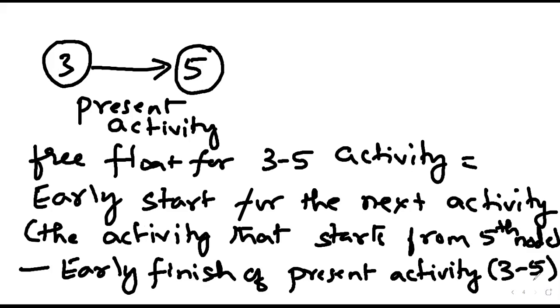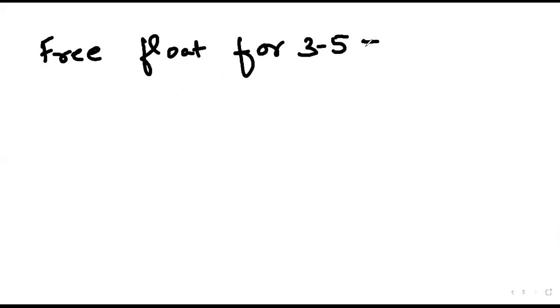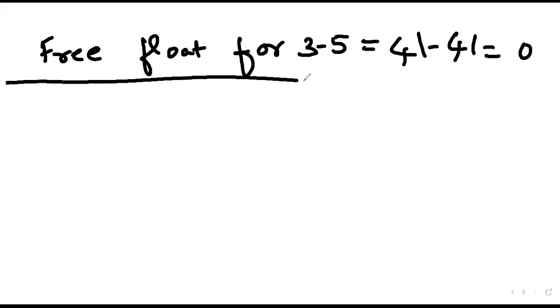I'm going for the next screen. Okay, so I'm going for the next screen. If anyone wants me to go back to the previous screen, you can just tell me. Free float for 3-5 will be equal to 41 minus 41, that is equal to 0. Okay, so we have completed almost 3 activities, I suppose.